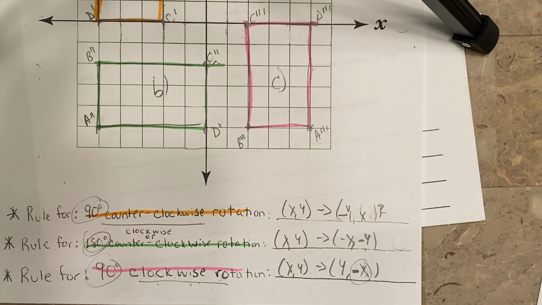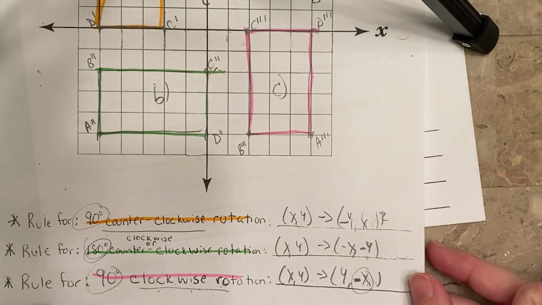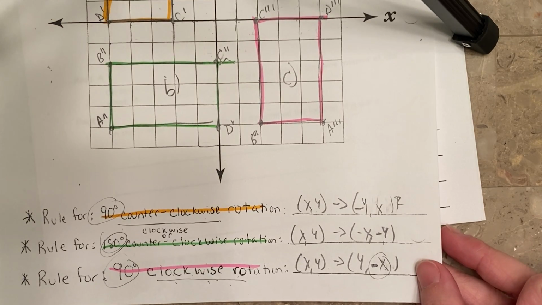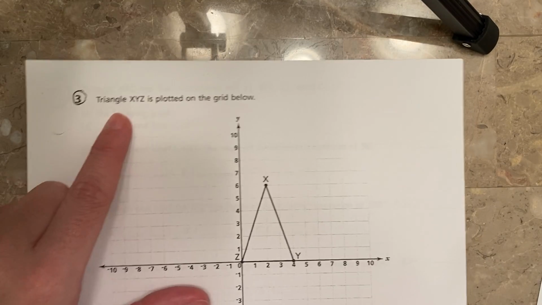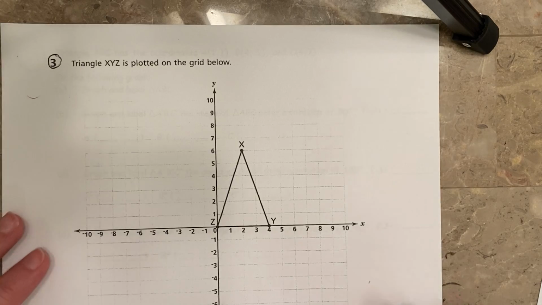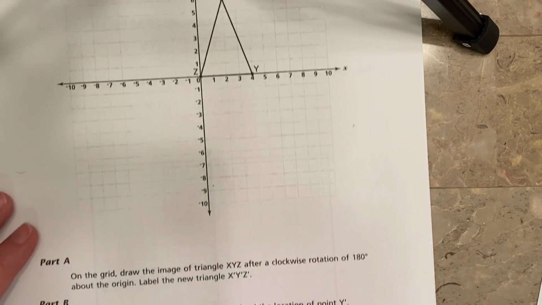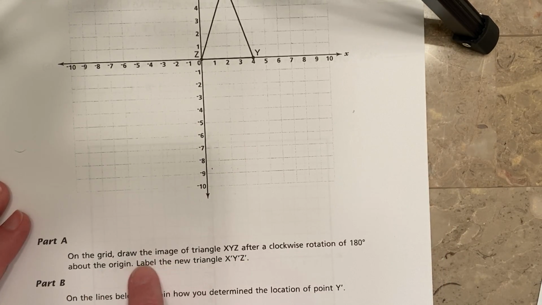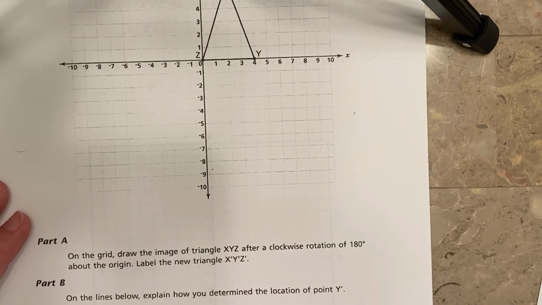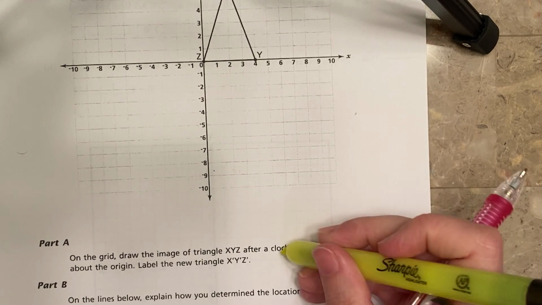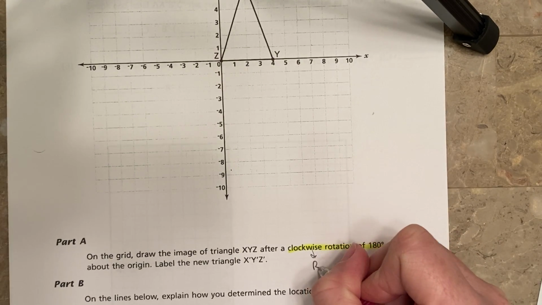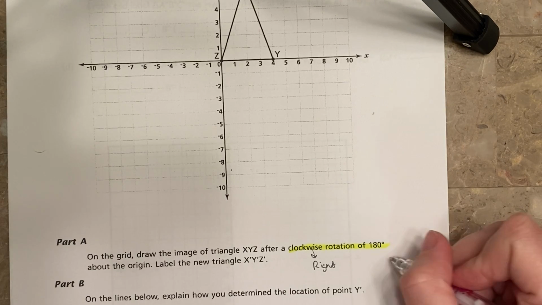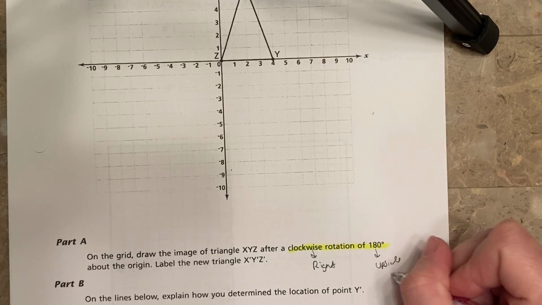All right, so we're just going to do 2 practice problems because I'm sure you're completely overwhelmed right now because this is so tough, but just keep going. You got this, okay? Let's do some practice problems. So triangle XYZ is plotted on the grid below. On the grid, draw the image of triangle XYZ after a clockwise rotation of 180. So clockwise is to the right, and 180 is upside down.